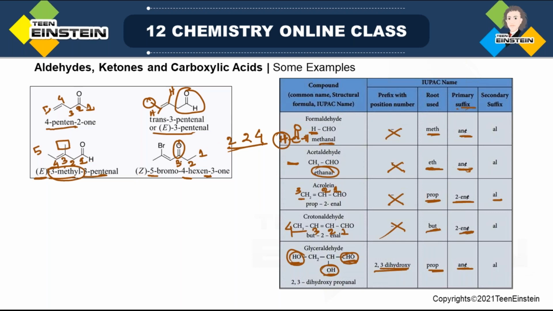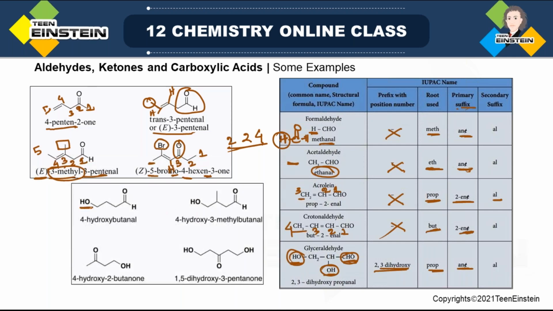And why is it Z? Because here if you compare the groups, bromine and methyl, these two groups, bromine wins over methyl, and on the other side H obviously has lower priority compared to COCH2CH3. So both the highest priority groups are on the same side, that is why it is Z.